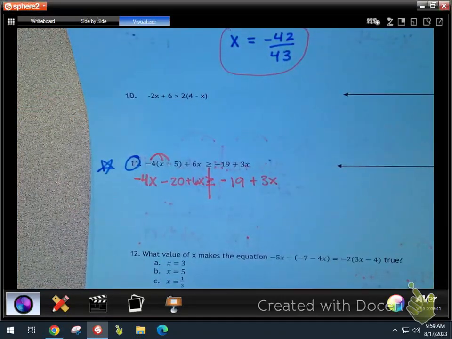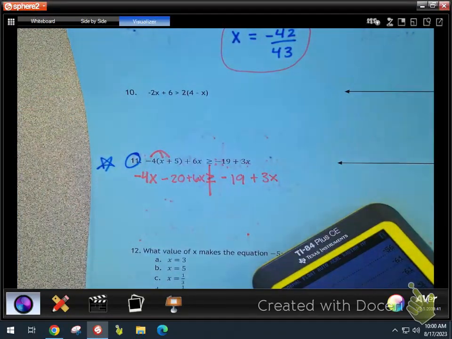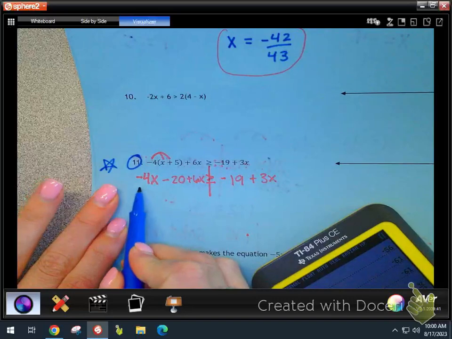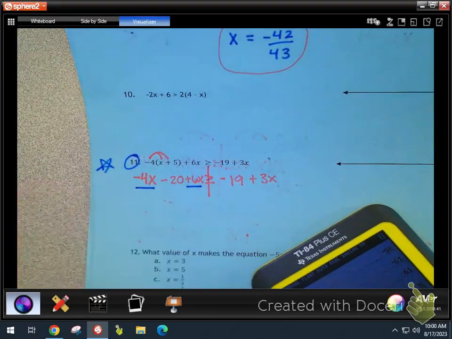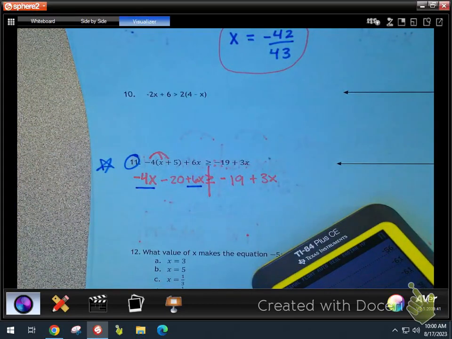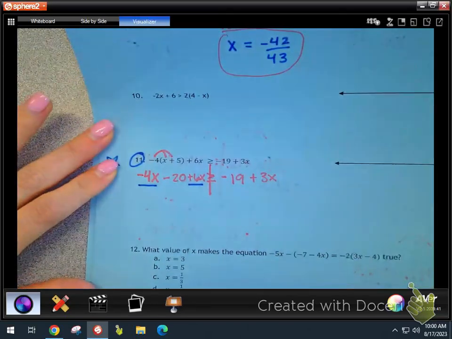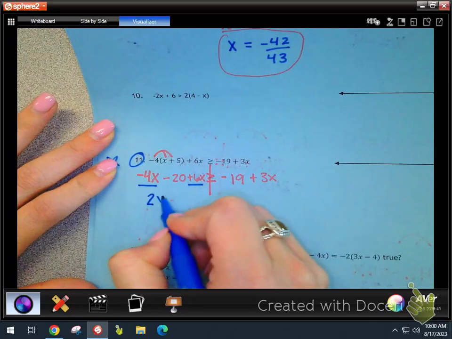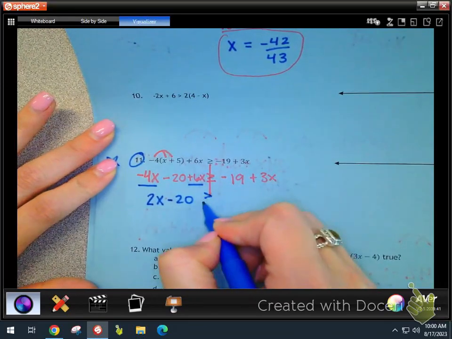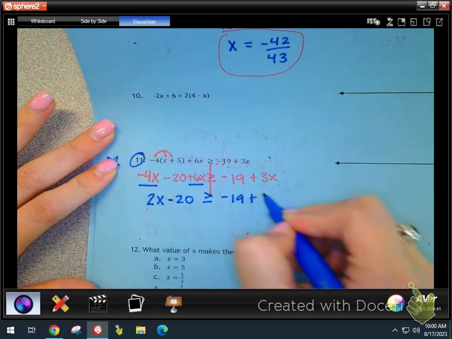Good point. However, 2 of them are on the same side. Clean it up. Now, we're working one side at a time. I'm going to underline these 2 X's. Negative 4x and 6x. Are those across the line, or are they on the same side? Same side. So just put them together. Combine like terms. What is negative 4 plus 6? 2x minus 20 greater than or equal to negative 19 plus 3x.